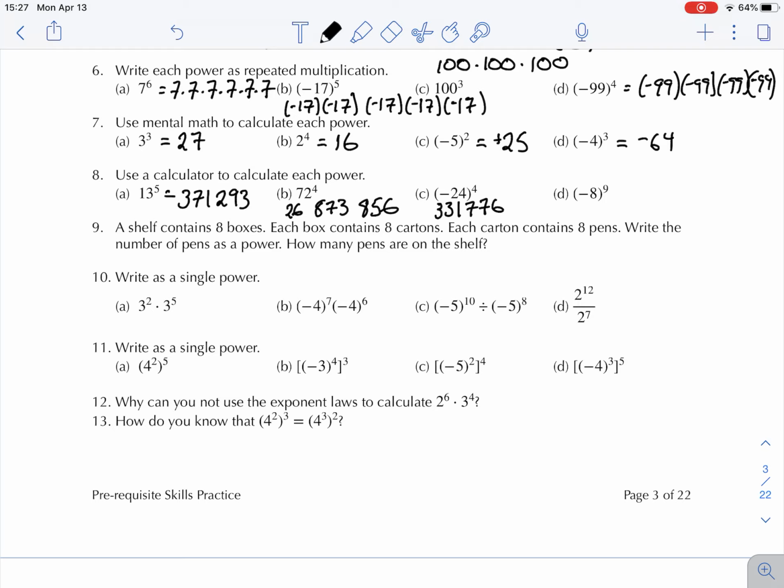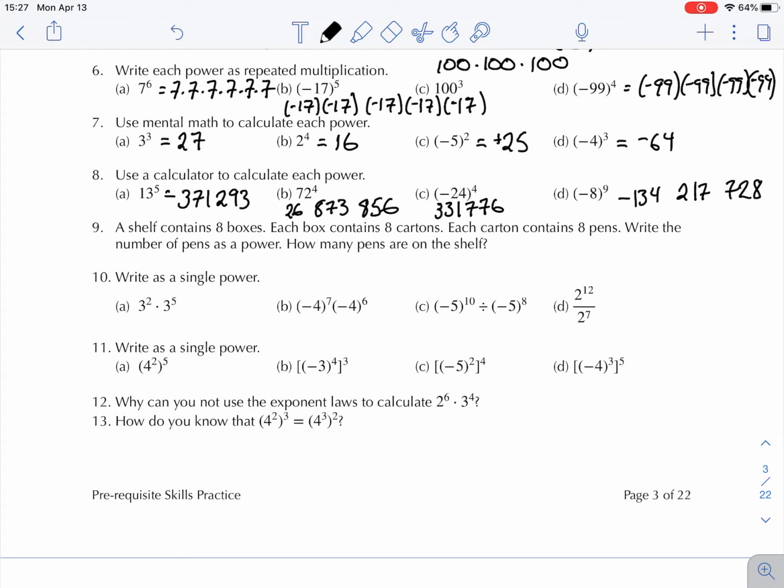And lastly, negative 8 to the 9. Really, really big number, 134 million. Negative 134,217,728. All right, number 9.